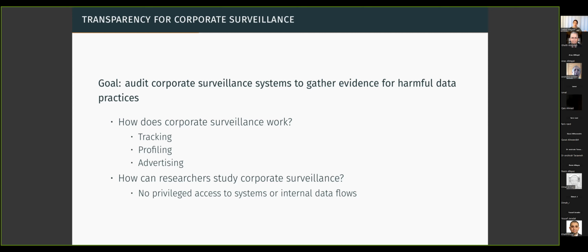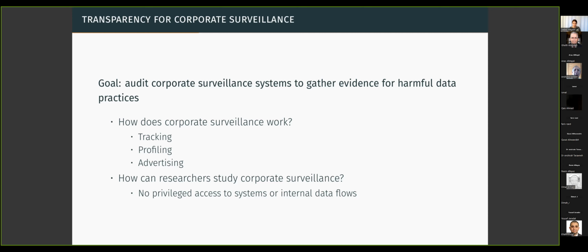But then, of course, the big question for researchers is how we even study those systems, because if you think about big tech like Google or Facebook or Apple or Amazon, researchers don't have any kind of privileged access to their systems. They don't get privileged access to internal data for sure. So basically, we need to study these systems from the outside, observing only data that flows from a user device to the big tech system.